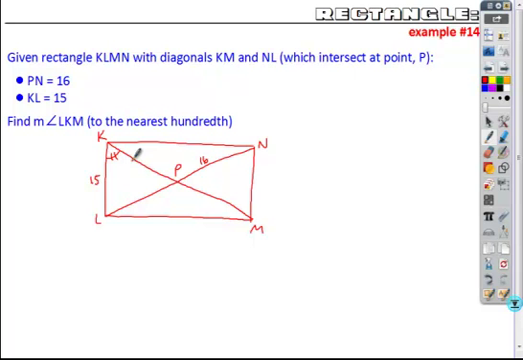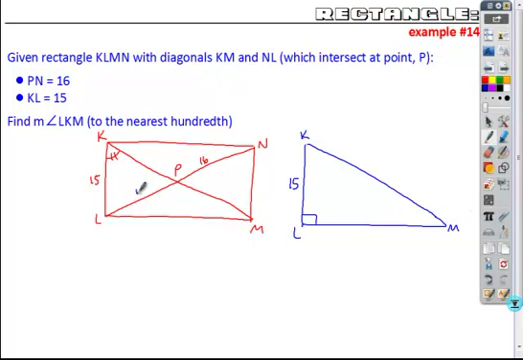Okay, what I'm going to do as I set this up is I'm going to pull the triangle out that I'm going to use to find my angle. So I'm going to pull out triangle LKM right here, so I can see exactly what I need. Well, this whole length KP, or K to M here, this whole diagonal across the rectangle, if I know that KL is 15, I can find what this whole diagonal is, which is the hypotenuse of my right triangle, because the diagonals of a rectangle, because it's a parallelogram, bisect each other.